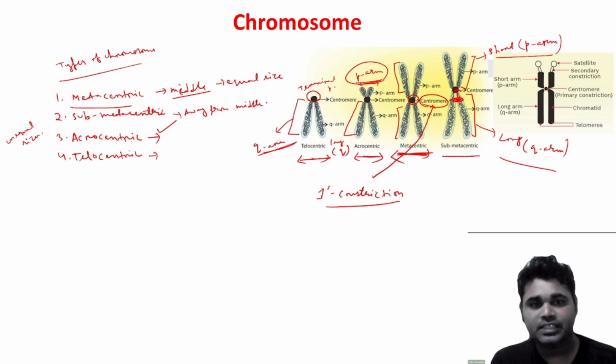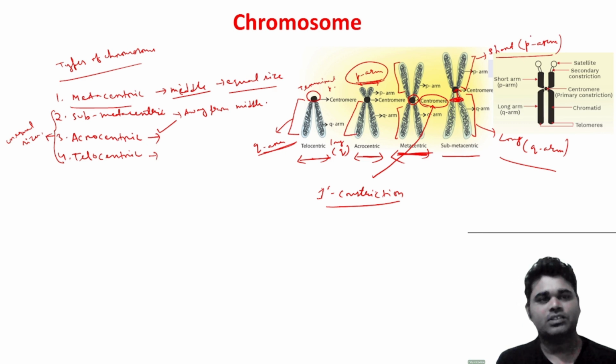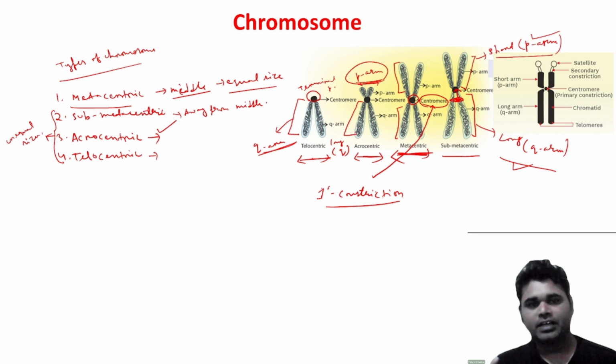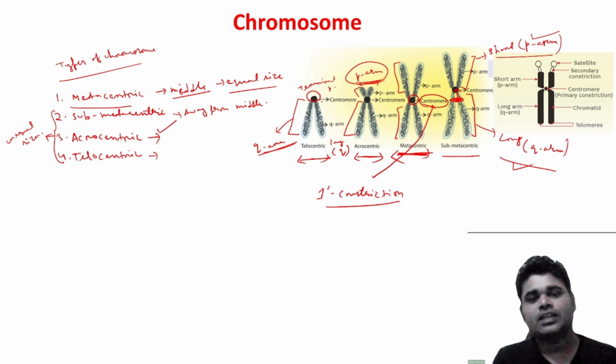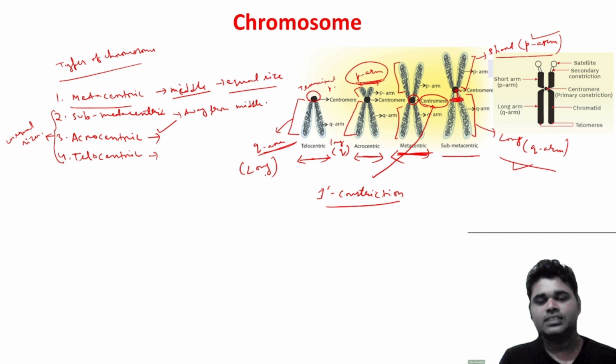So that means in the metacentric, the centromere is present at the middle. Because of that, equal size of the two arms are formed. But in the submetacentric, acrocentric and telocentric, unequal size of the arm is present. The short arm is called the P arm, the long arm is called the Q arm. In the submetacentric, the centromere is present just away from the middle, so a P arm and a Q arm are formed. In the acrocentric, the centromere is near the terminal, not exactly at the terminal, near the terminal. That means a very long arm and a very short arm are formed. In the telocentric, the centromere is present at the terminal. That means one arm is formed and that arm is the long arm, the Q arm.